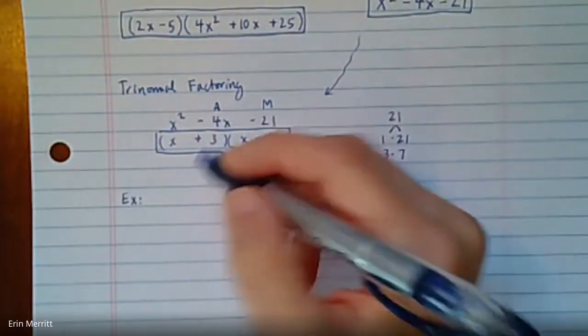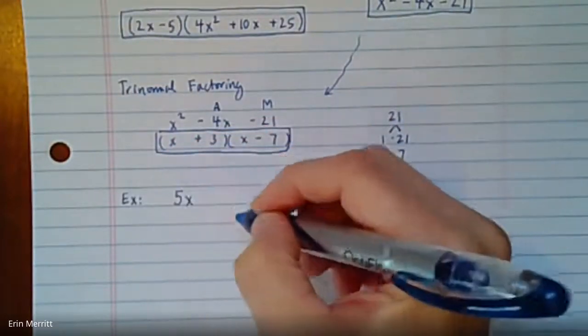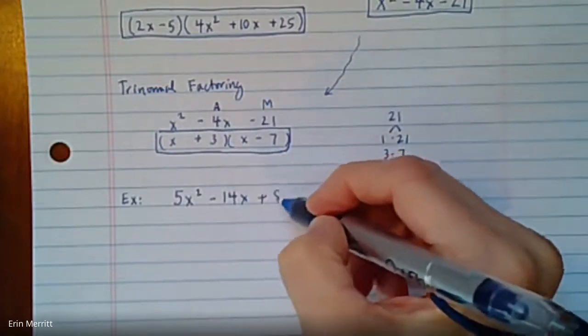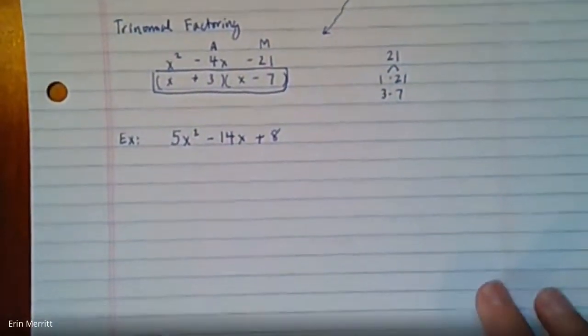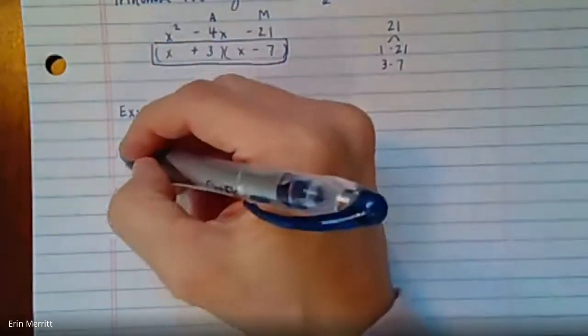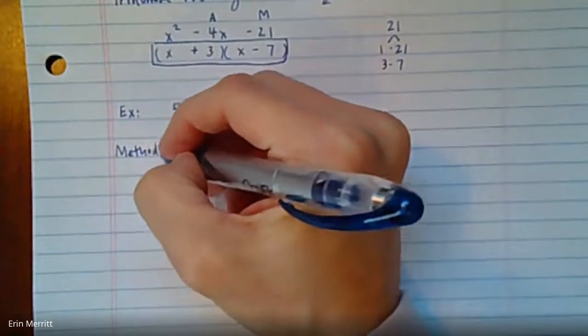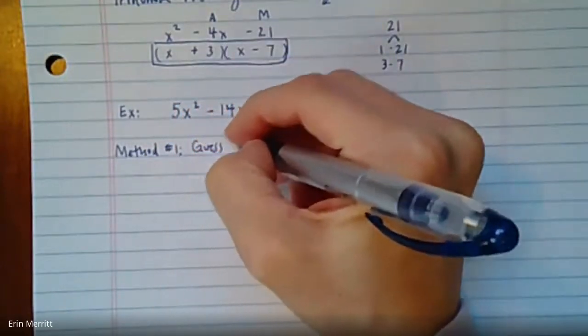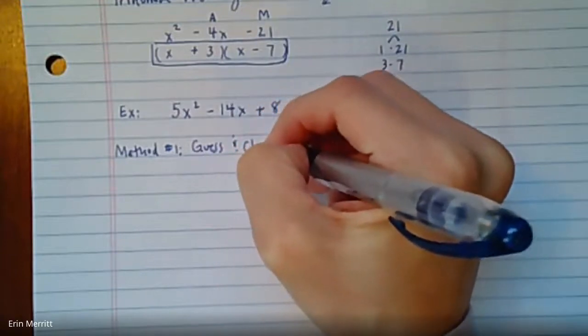If I give you one where I give you 5x squared minus 14x plus 8. There's going to be two ways that we can handle a question like this. The first way, I'm going to call it method number 1, is going to be to actually do a little guess and check. All right, that's the first way that I'm going to think about this.